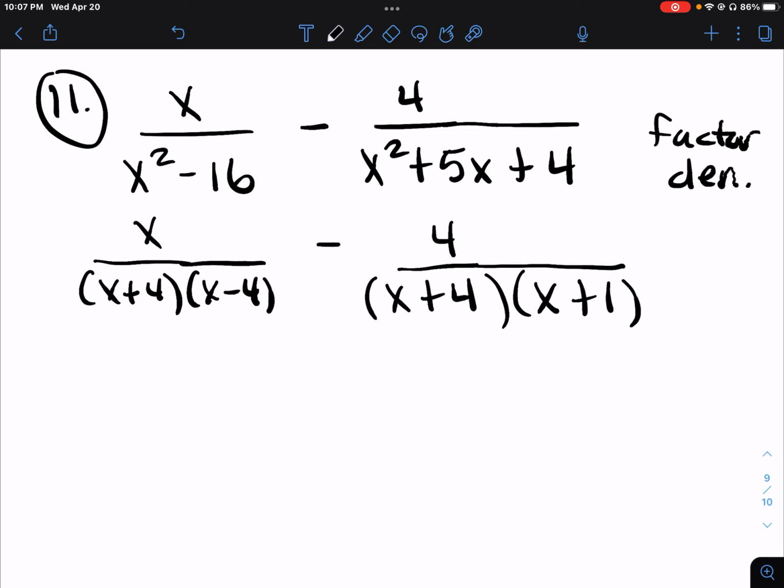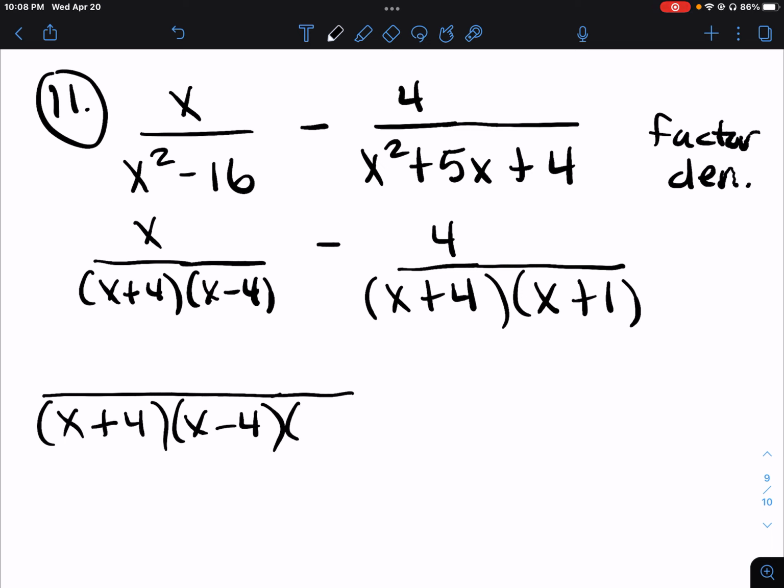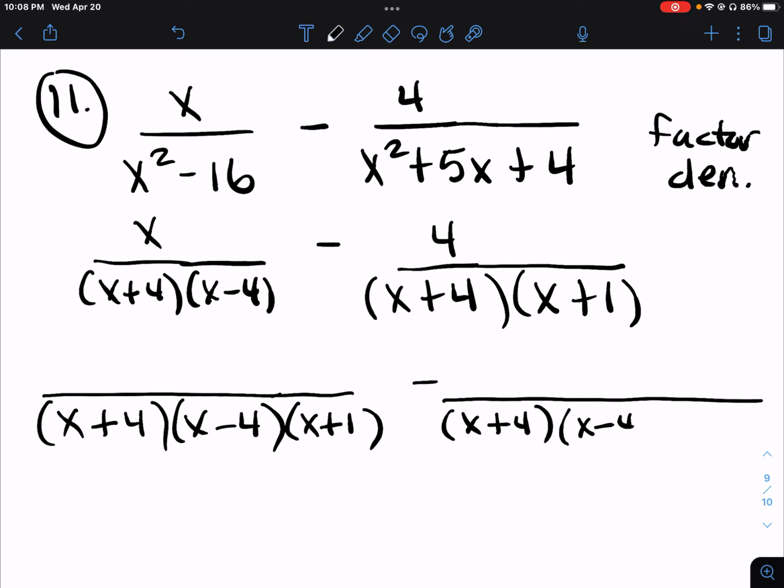Now, the common denominator is not what they have in common. It's what they can all be. So everything that's there has to be in your common denominator. So our common denominator is going to be all the different pieces that are there, which is plus 4, minus 4, and plus 1. So we write that twice. Whatever gets multiplied in the bottom does to the top.